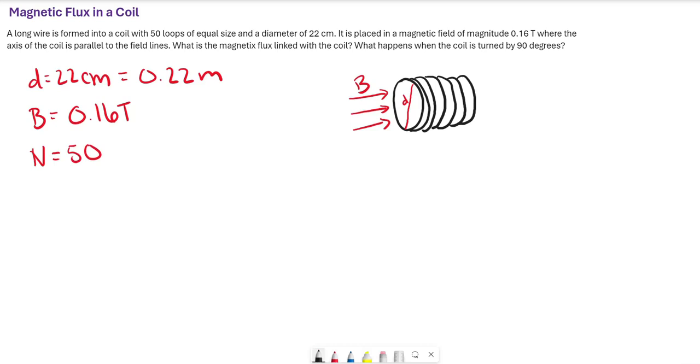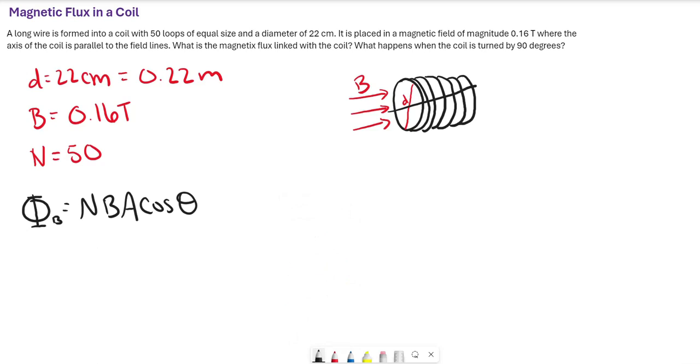Now, magnetic flux is what we're looking for, and that's given by this symbol here. In the case of a coil like this, and we're looking for the magnetic flux linked in this coil, that's going to be the number of turns times the magnetic field times the surface area that these field lines are going through times cosine of the angle between the magnetic field line vector and the surface. When I say the surface, I mean any line that would come out of the surface. In this case, that's just the axis here.